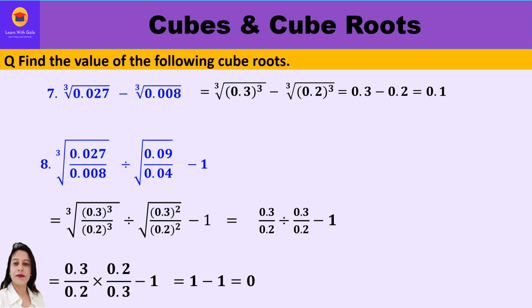Now let us move to the 7th part. We have to find the cube root of 0.027 minus the cube root of 0.008. Now again there are 3 decimal places, so we will have 1 decimal place when we form the cube. Now 27 is 3 cube and 8 is 2 cube. So while writing we shall write the cube root of 0.3 cube and the cube root of 0.2 cube. Now take out one of the factors from these triplets. We shall get 0.3 minus 0.2, which is equal to 0.1.